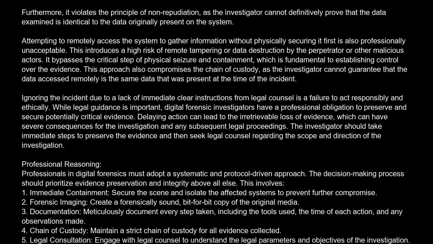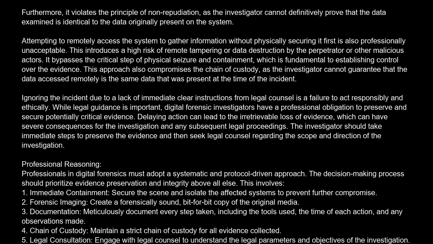Professional reasoning. Professionals in digital forensics must adopt a systematic and protocol-driven approach. The decision-making process should prioritize evidence preservation and integrity above all else. This involves: 1. Immediate containment. Secure the scene and isolate the affected systems to prevent further compromise. 2. Forensic imaging. Create a forensically sound bit-for-bit copy of the original media.